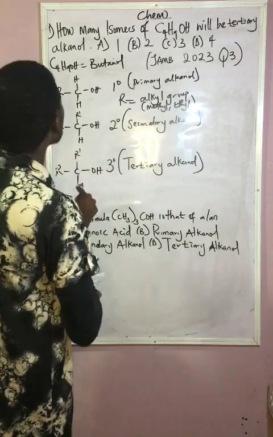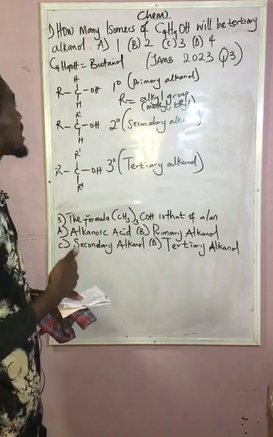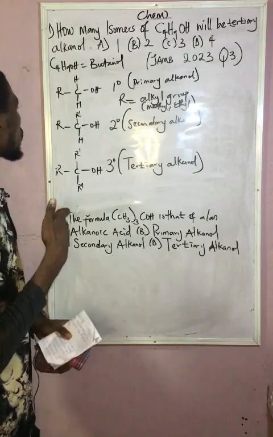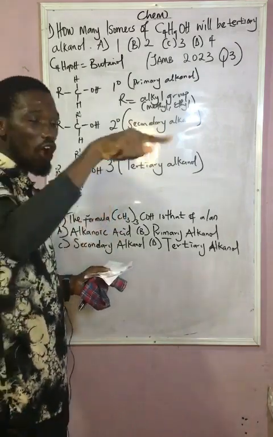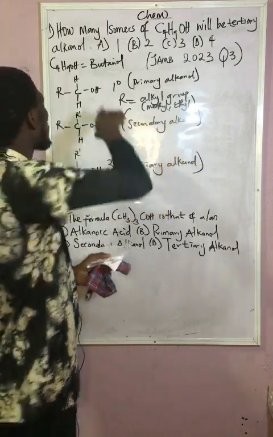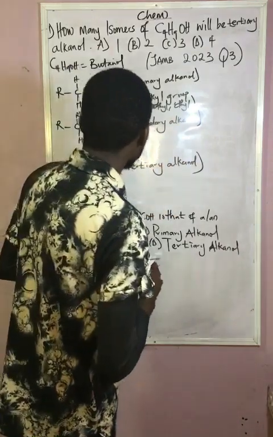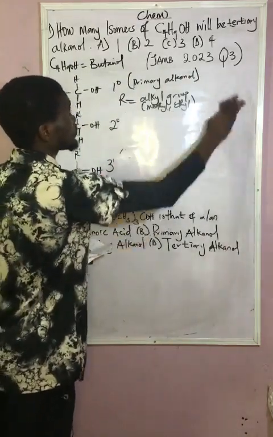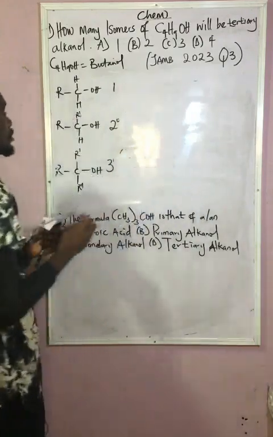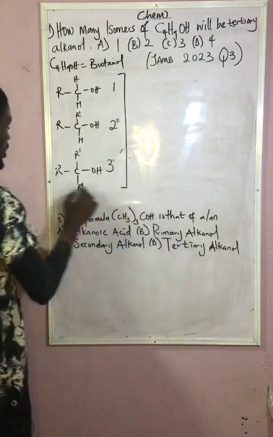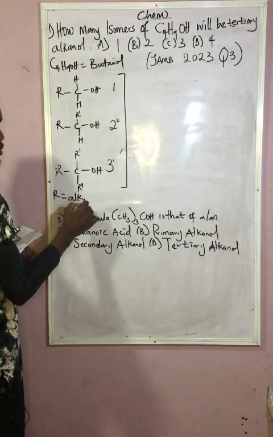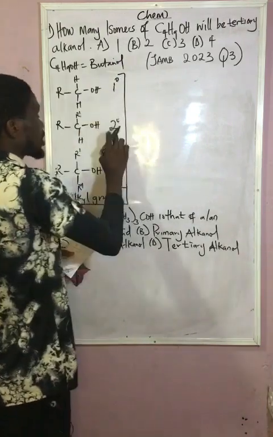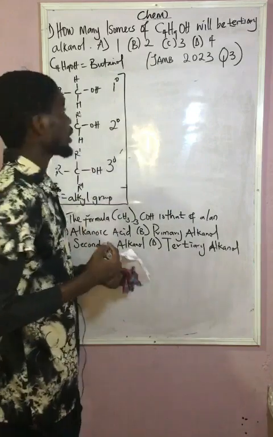So guys, according to the question, how many isomers of C4H9OH, which we identified earlier as butanol. The first thing we are going to do is draw the molecular formula of this. Permit me, you know many of all these already. So I'll put this here: arrow is equal to alkyl group. Primary, secondary, and tertiary, in case you come across it.